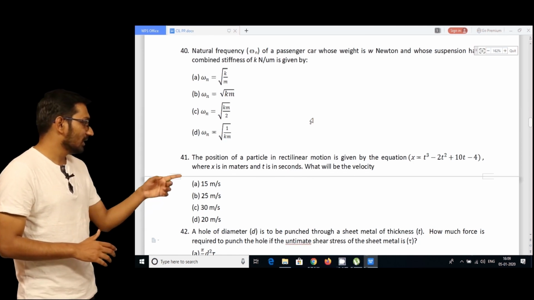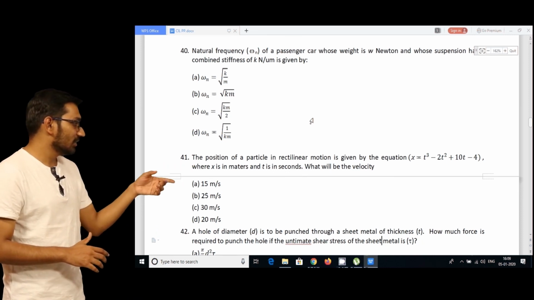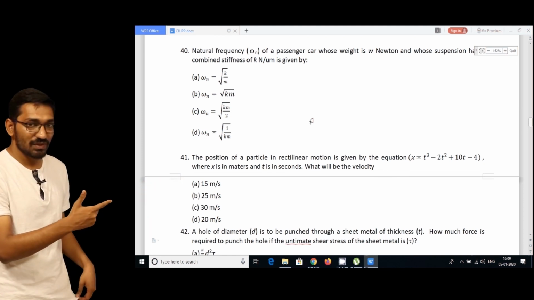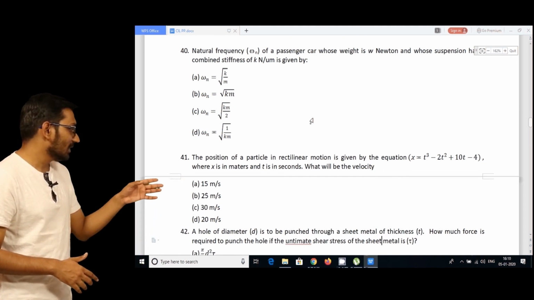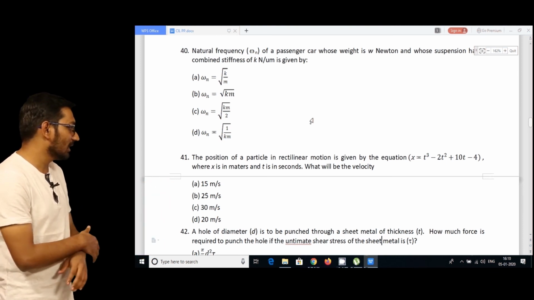So if you differentiate x, dx by dt will be 3t square minus 4t plus 10, and the differentiation of minus 4 is 0. So in that case this will be the velocity, right? And put the value of time, you will get the velocity.